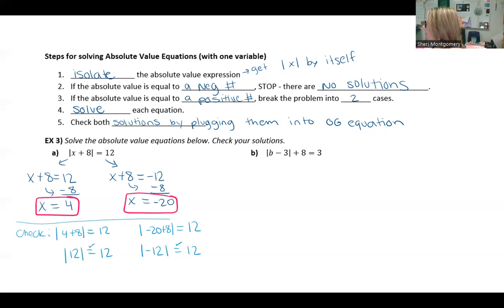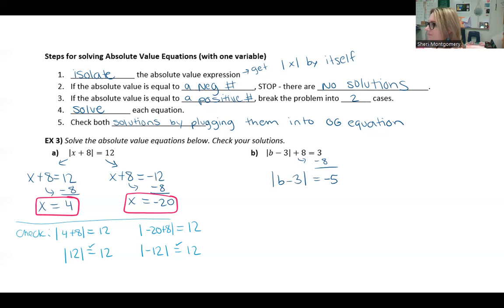The next problem, again, the absolute value, it's not by itself. So what do we do to get the absolute value by itself? We first have to subtract 8. So negative 8 plus 3, or 3 minus 8, we get negative 5. Now what?